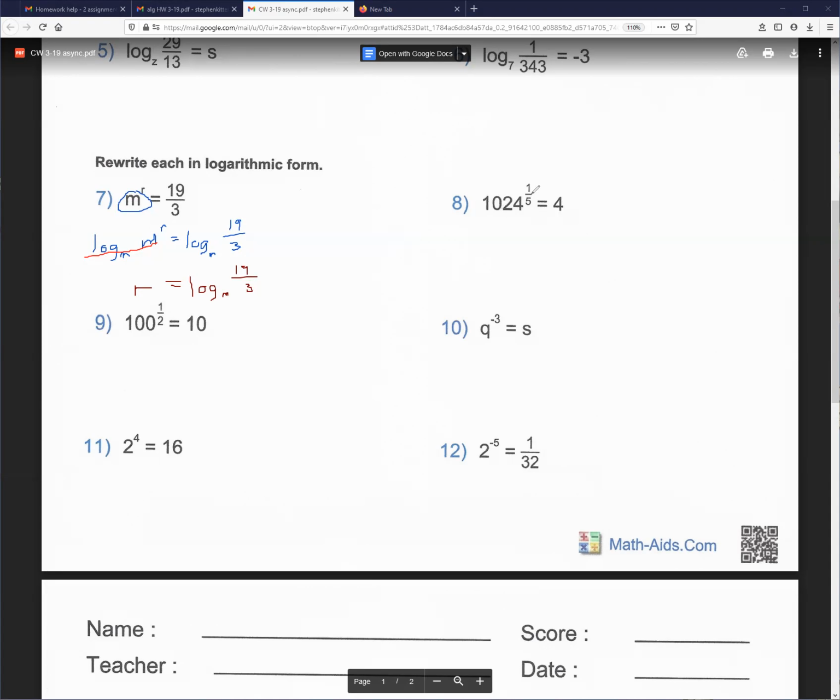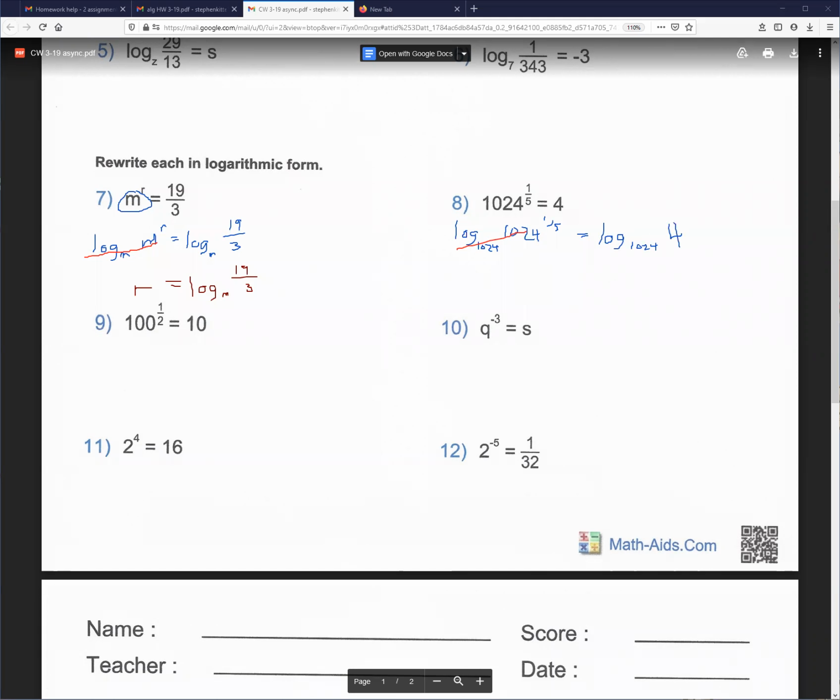Similarly, if we have 1024 to the 1/5, we're going to need to do a log of a very large number. Log base 1024 of 1024 to the 1/5 is equal to log base 1024 of 4, and we'll cancel. Oh, I didn't write the other side. Hold on. Timeout. Error. You do need to write the log on both sides. There we go. That looks better.